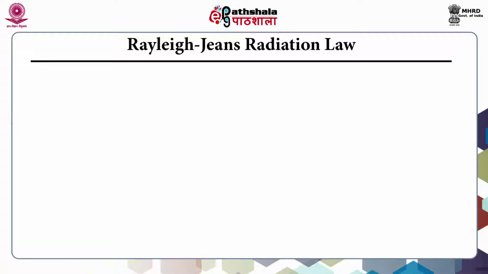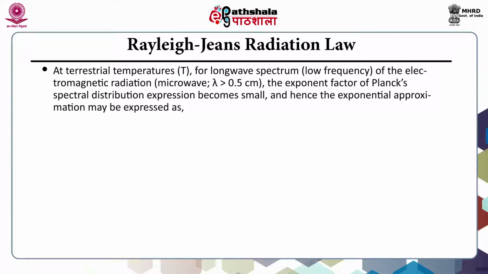The next one is the Rayleigh-Jeans radiation law. At terrestrial temperature T, for the long wave spectrum with low frequency of the electromagnetic radiation, which is in the microwave region, that is lambda greater than 0.5 centimeter, the exponent factor of Planck's spectral distribution expression becomes small, and hence the exponential approximation may be expressed as e to the power C2 by lambda T is equal to 1 plus C2 by lambda T.